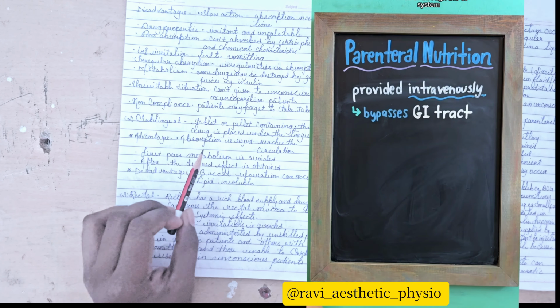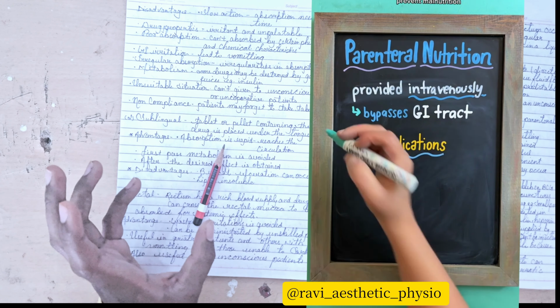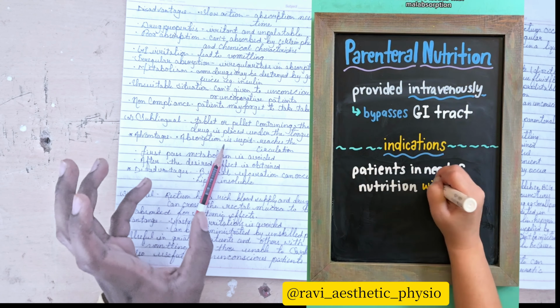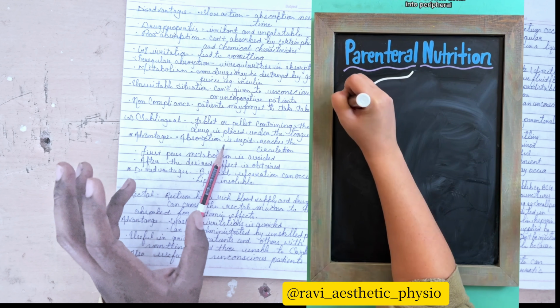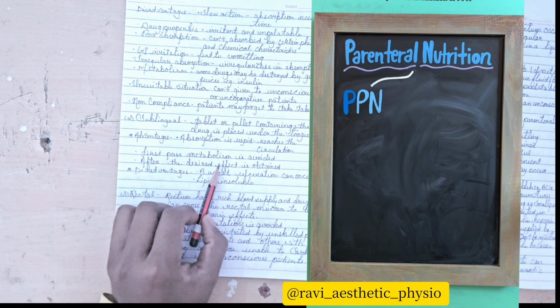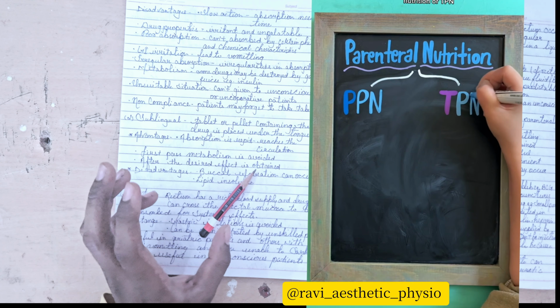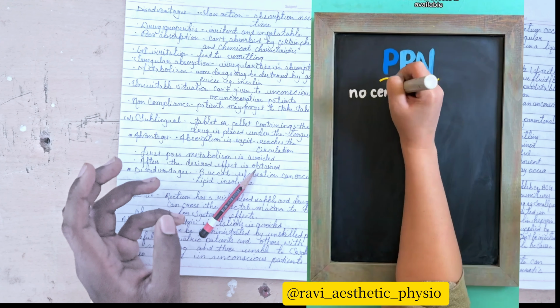So the advantage is that absorption is rapid and the drug reaches the circulation. First pass metabolism is avoided. It means the drug is not destroyed in the liver or stomach. It goes directly to the bloodstream. After the desired effect is obtained, you can easily see the effect on the body.